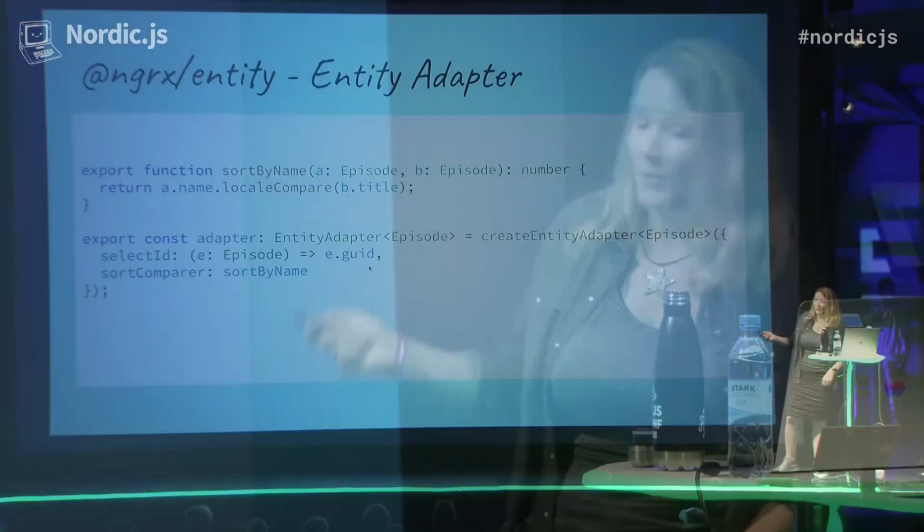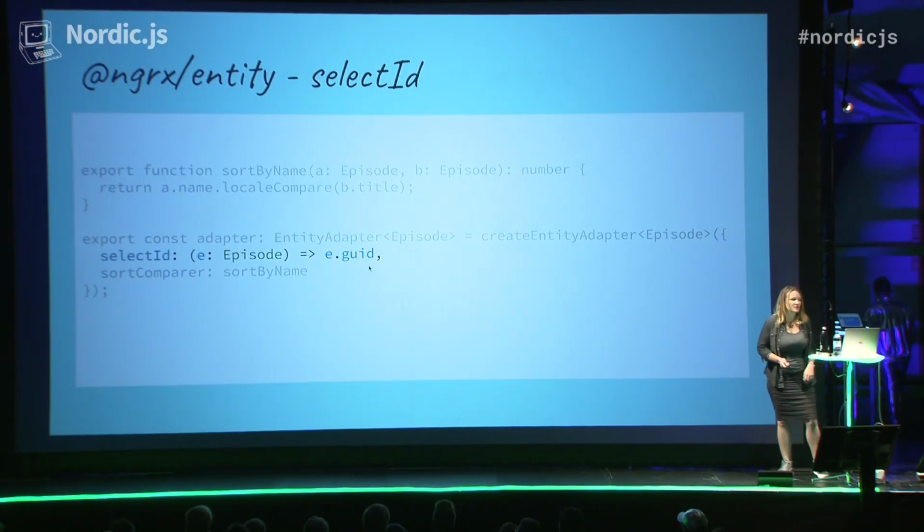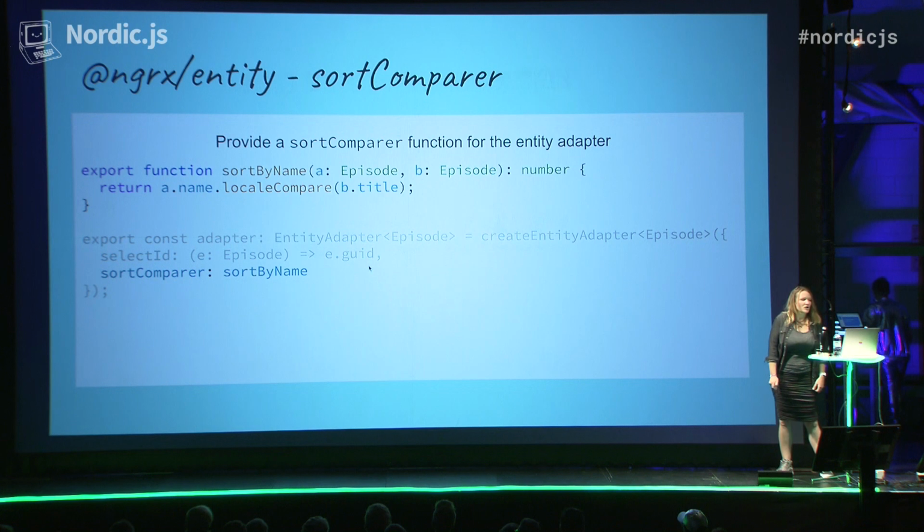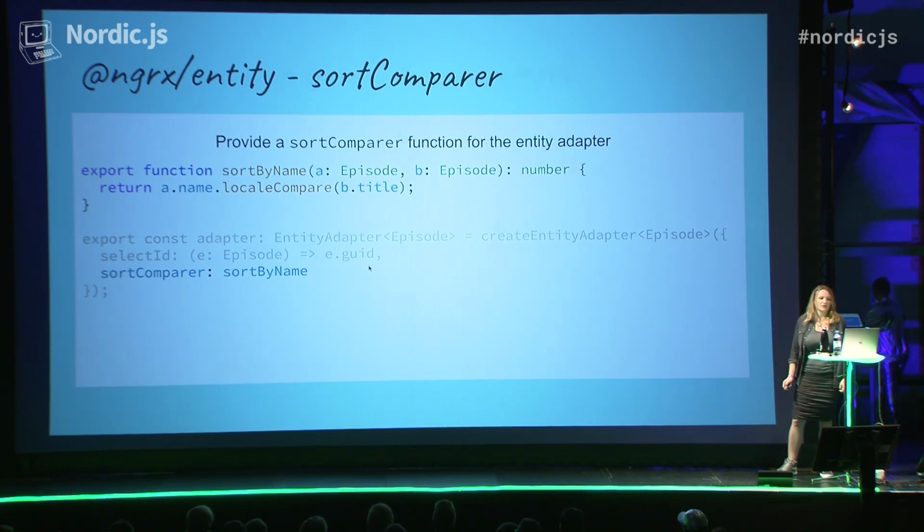The entity adapter is made to work with your model and can take two properties: the selectId for selecting the primary ID for the collection. In our case here, we want to use the episode GUID. And we're also providing a sortComparer function. The sortComparer function is only needed if the collection should be sorted before being displayed. You can explicitly set the sortComparer to false to leave the collection unsorted, which will be more performant with CRUD operations.